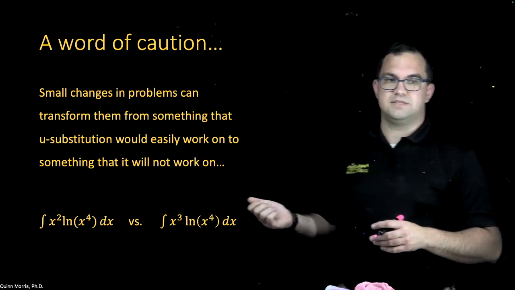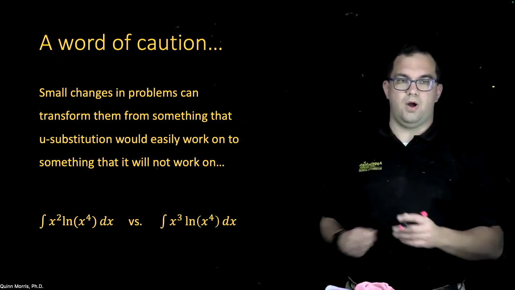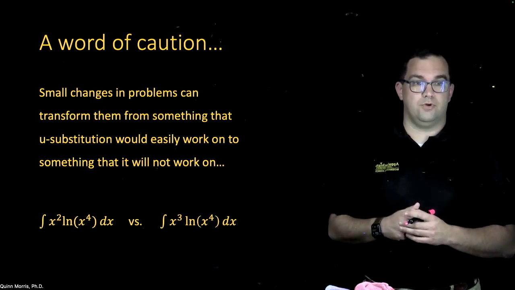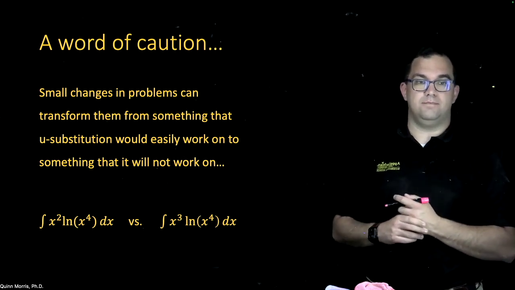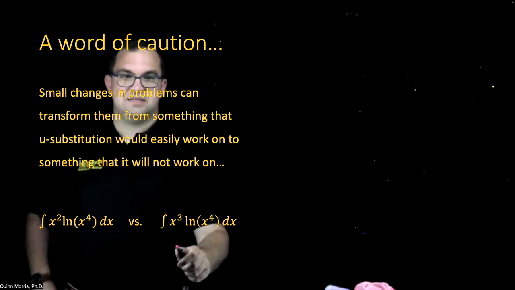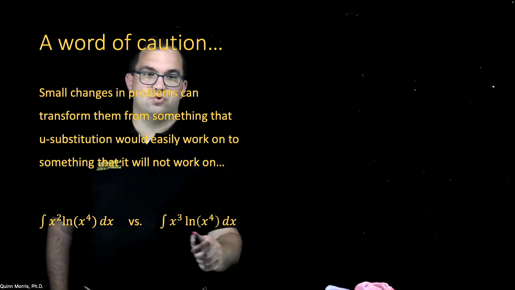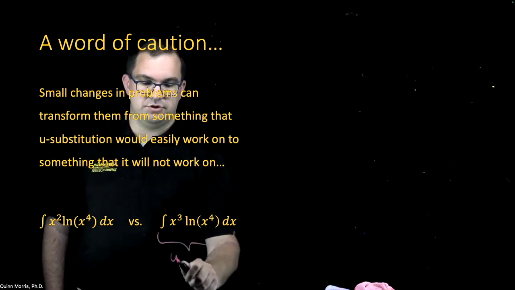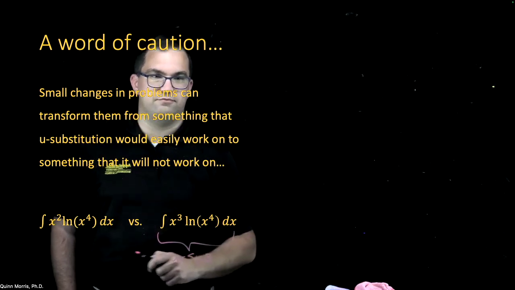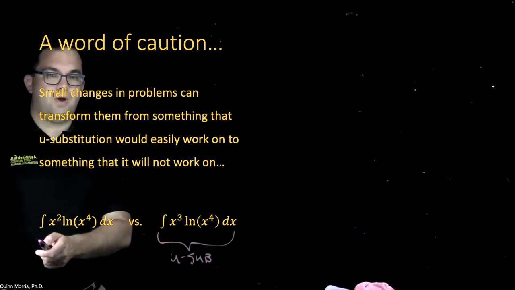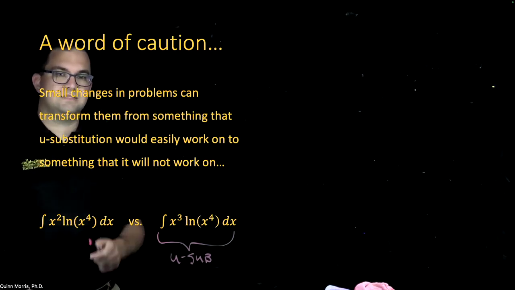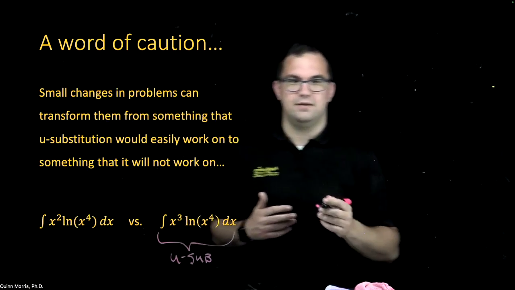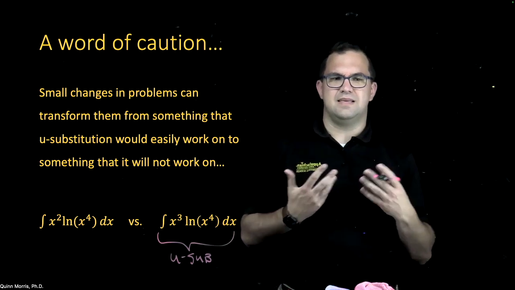So take, for example, these two problems. Very similar. The only thing that's changed is the power on the x term sitting at the front. In this case, I have x cubed natural log of x to the fourth. This can actually be done by u-substitution, which, by the way, we often call u-sub for short. However, this problem cannot be done by u-substitution. But let's see, if you tried some wrong things, what might happen, and what might be your warning signs that things were going wrong.